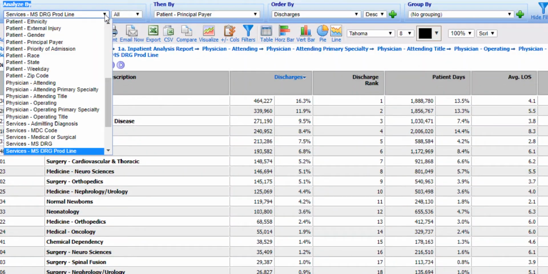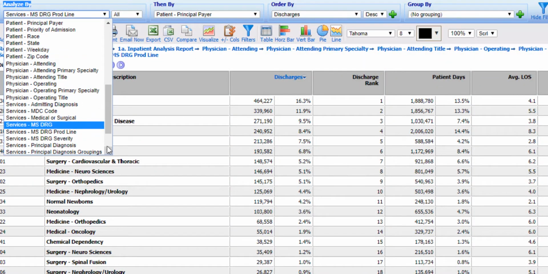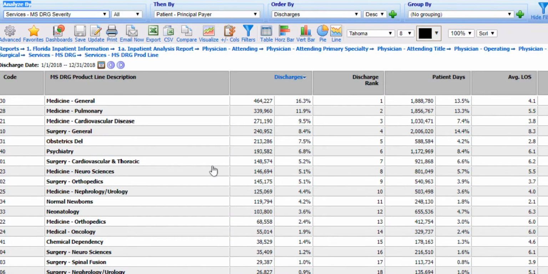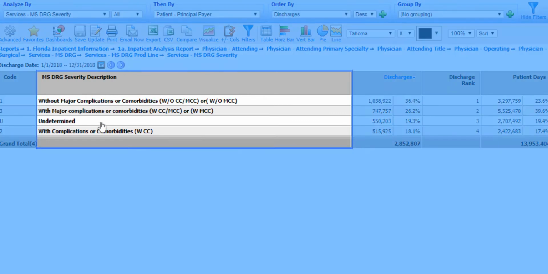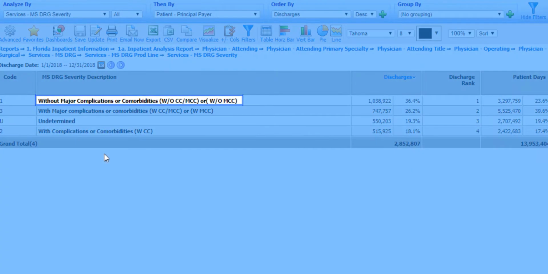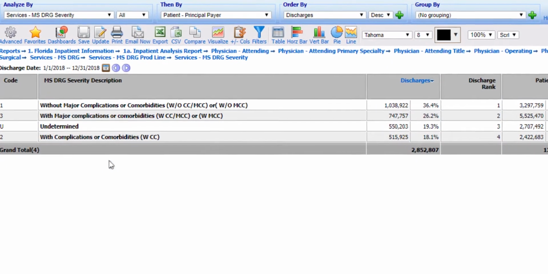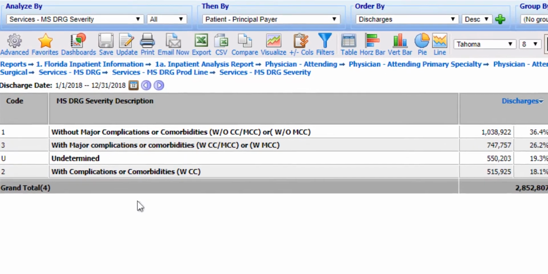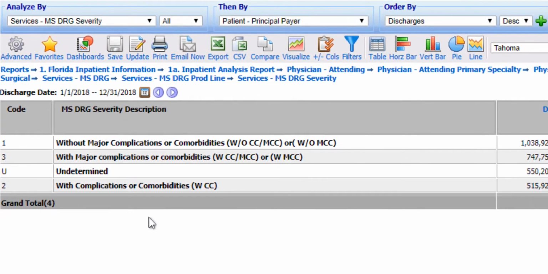The next field is a value-added field that looks at the severity of MS-DRGs. These definitions are derived from the MS-DRG descriptions. In this field, we are taking the DRG descriptions that have the phrase "with or without complications" and grouping them into the 4 descriptions you see here. Knowing the severity of patients can help in the treatment of several diseases.